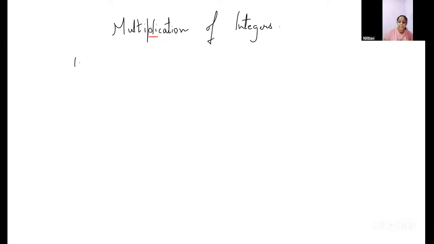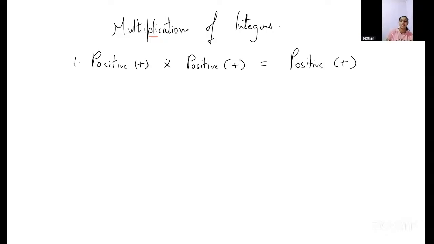Okay. Now, when we are multiplying a positive number with a positive number, positive integer with a positive integer, the answer will be positive. Okay. Means no negative sign will be there.